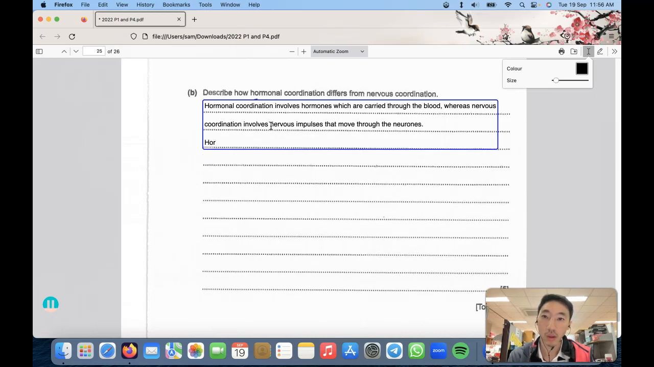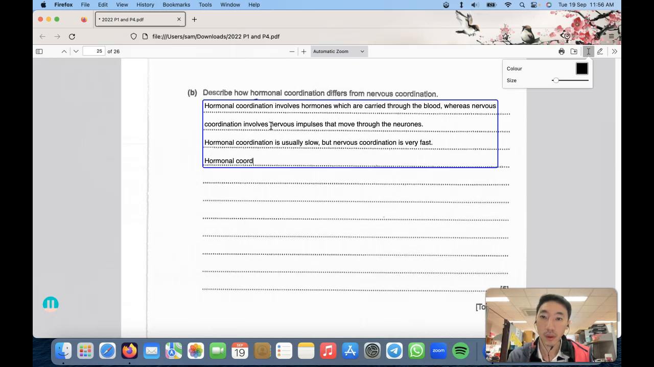Then hormonal coordination is usually slow, whereas nervous coordination is usually fast. It's very fast. Hormonal coordination can last for a long period of time.